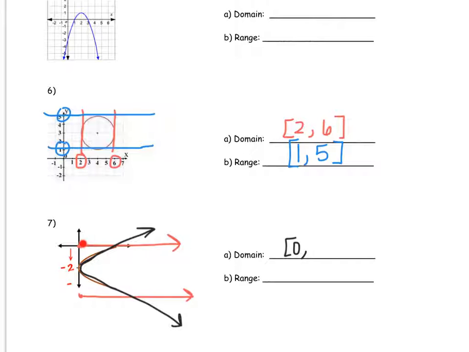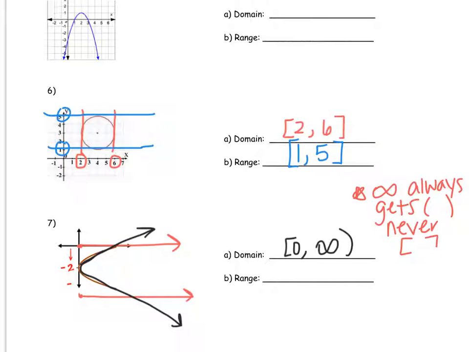Now, when I said 0 on, I meant from 0 to infinity, because infinity just never ends. So you put the infinity symbol, but infinity always gets a parenthesis. And the reason why it always gets a parenthesis, because it can never equal it. We use brackets when it could equal that number. You can never touch infinity because it's always one more. So if you want to write down something, you could write infinity always gets parentheses, never brackets. Okay? Alright, so now let's talk about range.